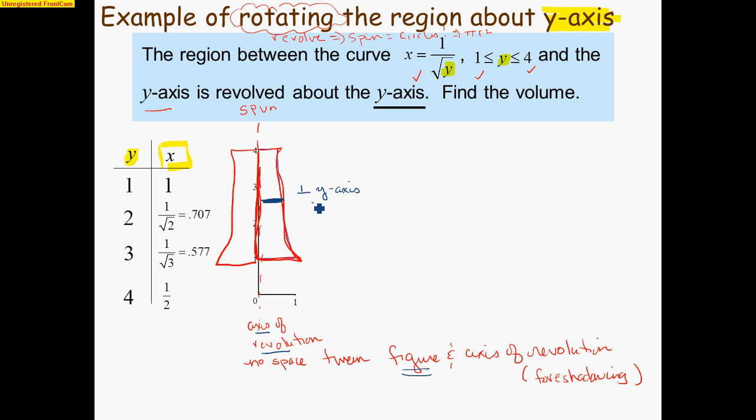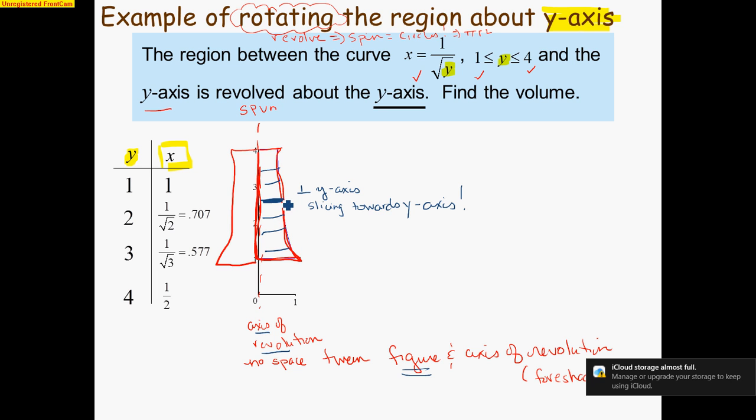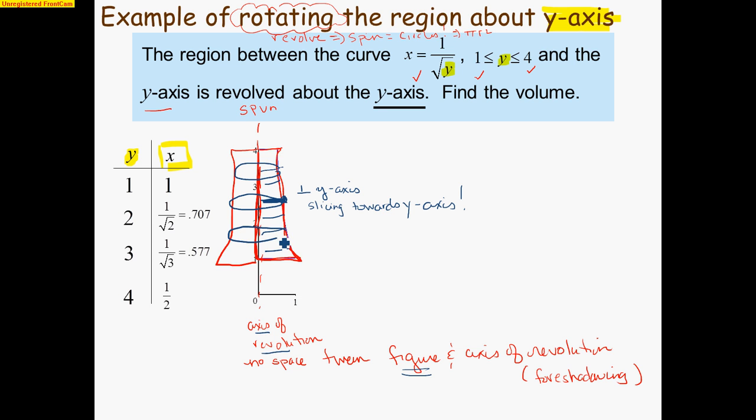So you're slicing towards the y-axis, not the x-axis. So when I spin the top of my radius, right? Spin. Potato chips, but my potato chips are this time lying on top of one another vertically, not horizontally.